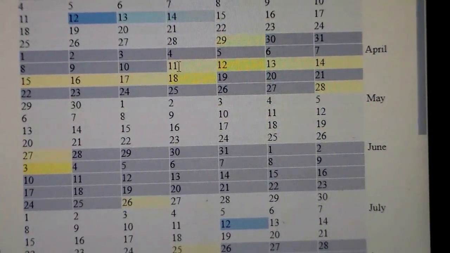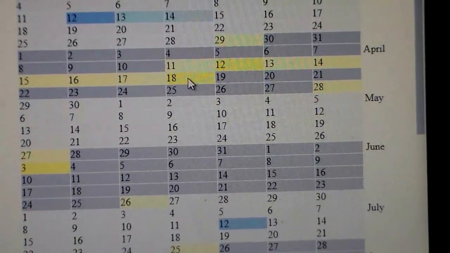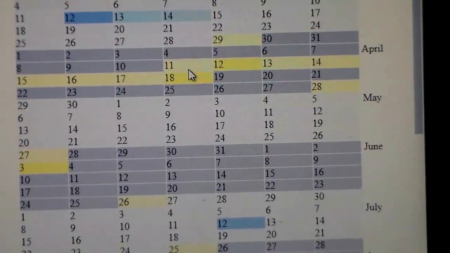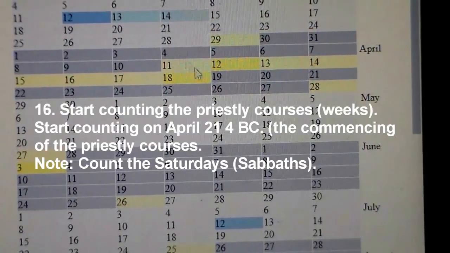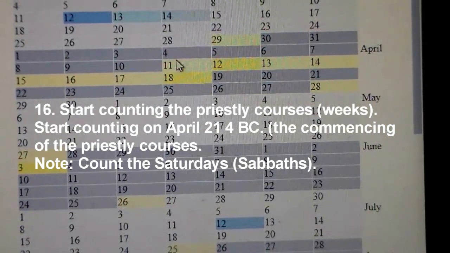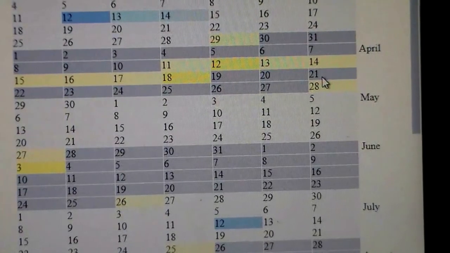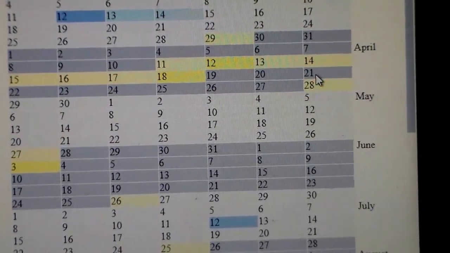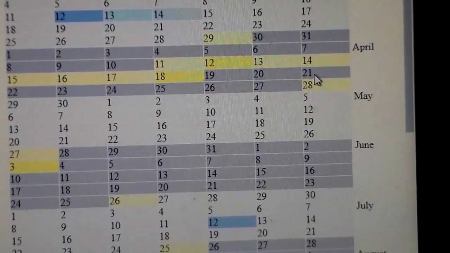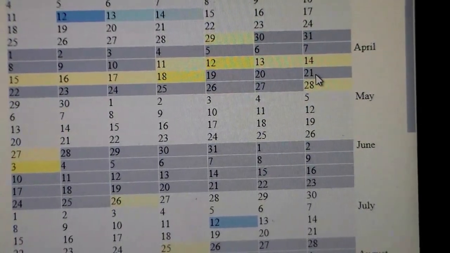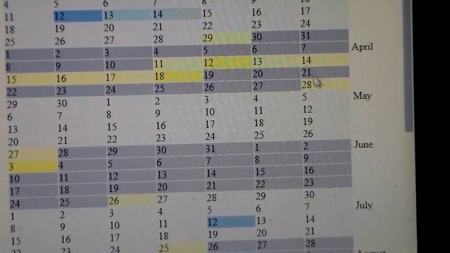So that week, from the 11th through the 18th, all the priests had to go to the temple to serve at once, right? So they would pause. So that's when the priestly courses would end, and they would start again. That Saturday would be the 21st, so that's where you start counting the weeks. The first week, the week of Jehoiarib, right? He had to start the priestly courses.